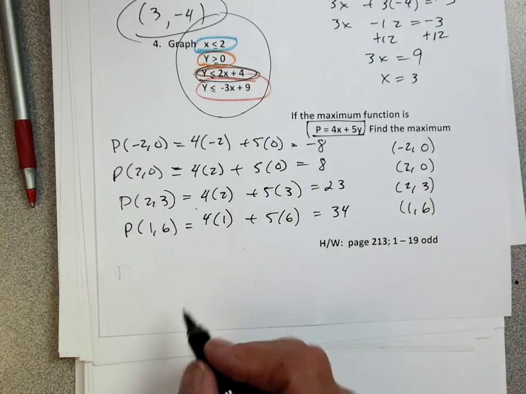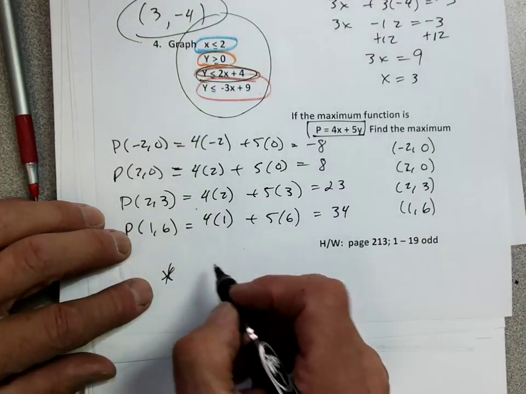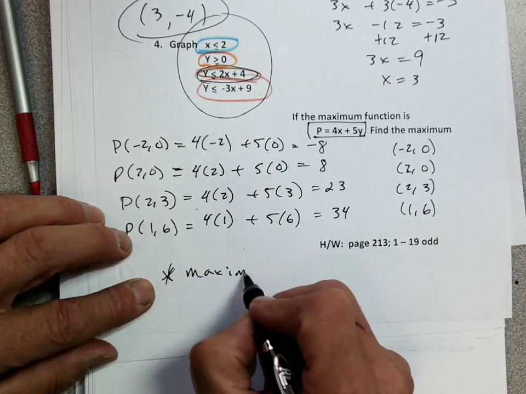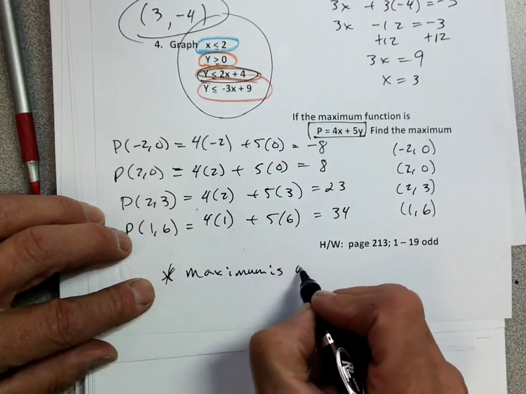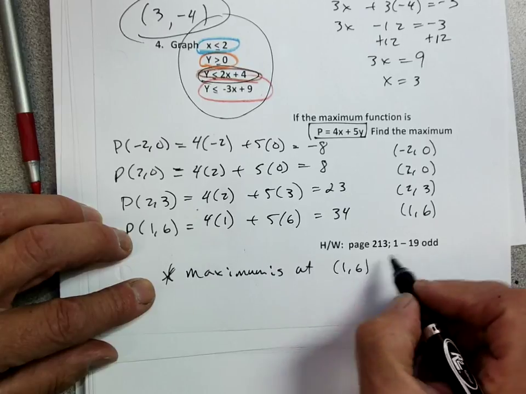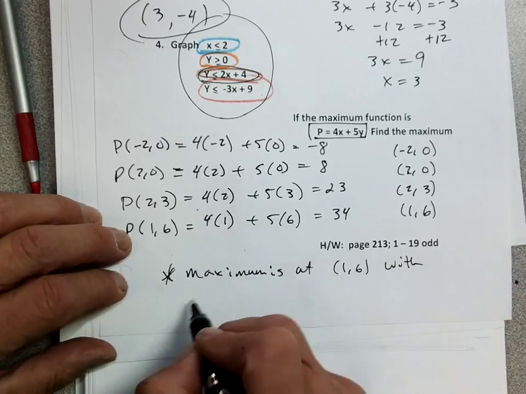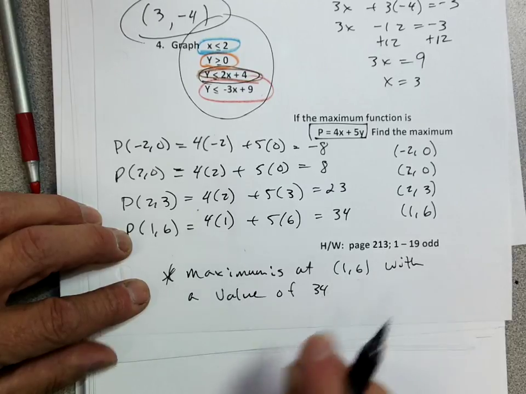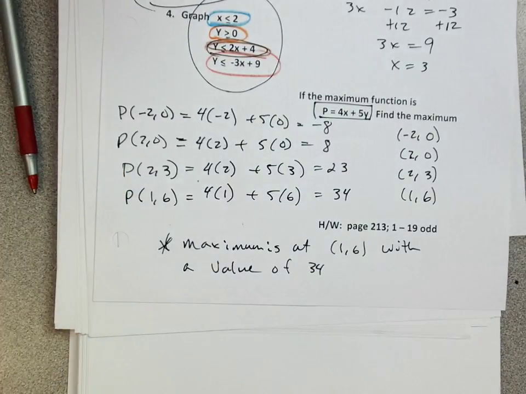So, what would I do? Well, my profit or my maximum is at 1, 6 with a value of 34. Okay, how's that for answering that question, huh?